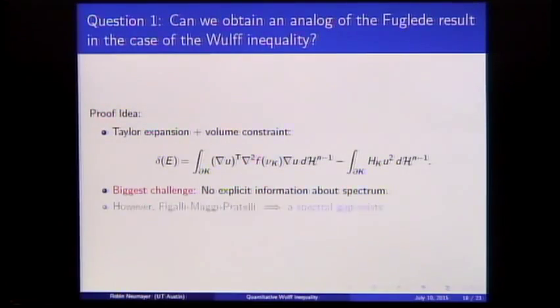But what ends up saving the day is the fact that this Figalli-Maggi-Pratelli stability result shows us that there is a gap in the spectrum. So even though we can't expect to quantify it, we know there's a gap, and in this way, we're able to bound this quantity on the right-hand side from below by the H1 norm squared. So this is exactly the Fuglede result in the case of the anisotropic perimeter.